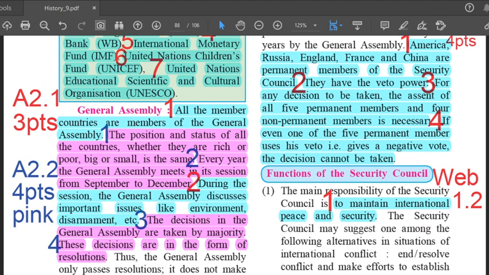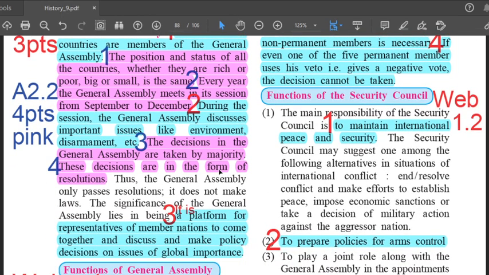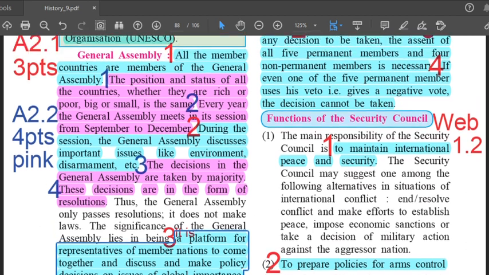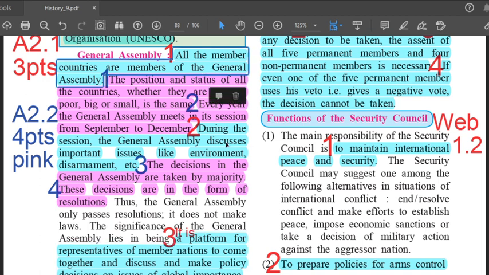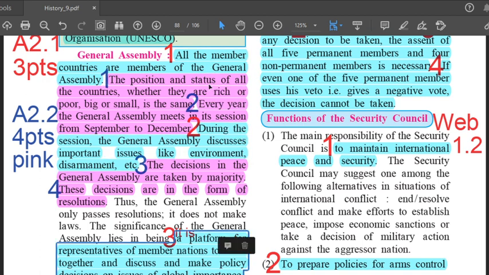For the third point, you're going to leave 1, 2, 3, 4, 5 lines. Leave 5 lines. And the next line is the third point, a platform. Before a platform, please write it is. That's point number 3. It is a platform for representatives of member nations to come together and discuss and make policy decisions on issues of global importance. So this is answer 2.1, which comprises 3 points. So all the 3 points, children, they are highlighted in blue.